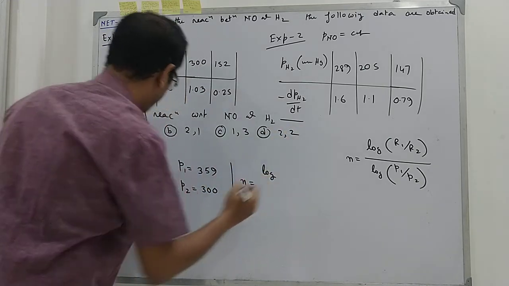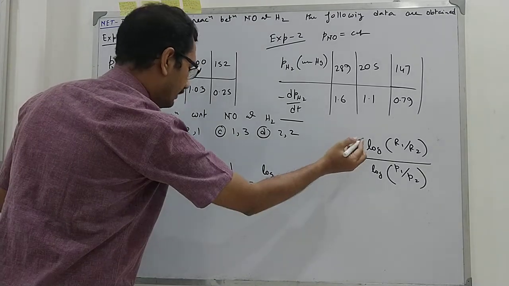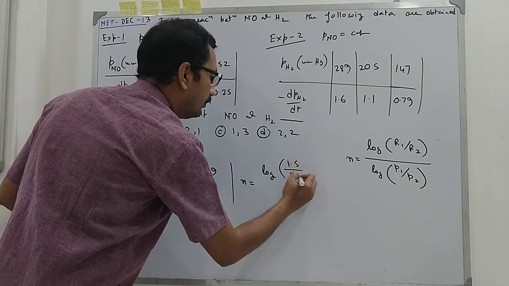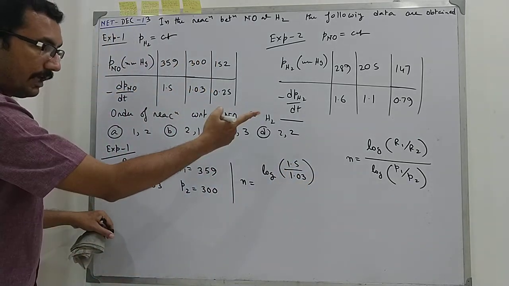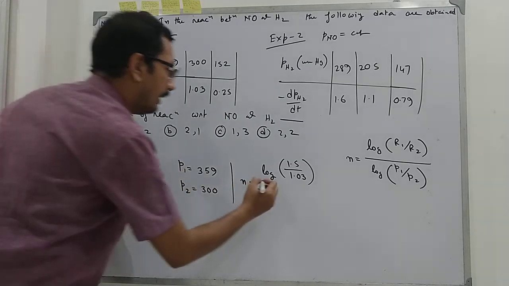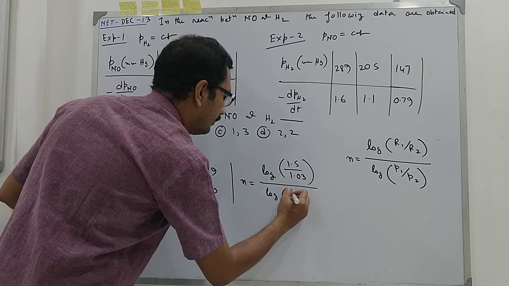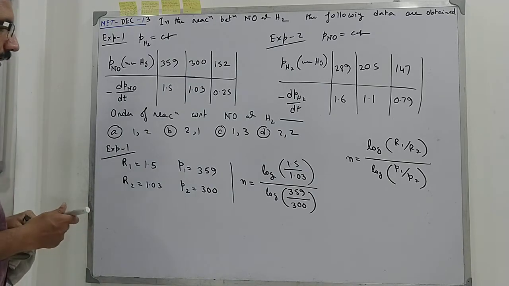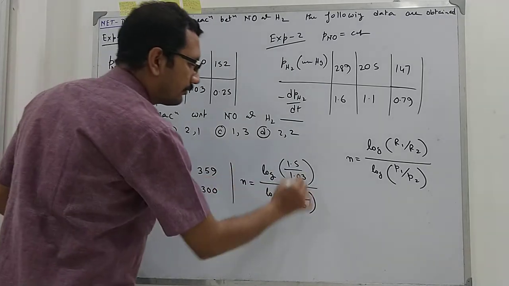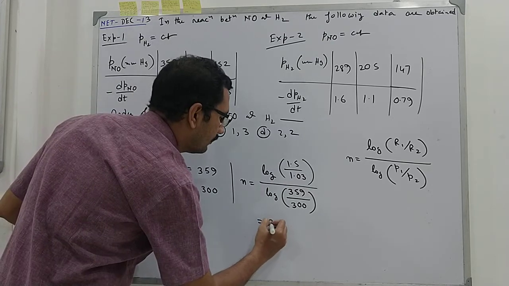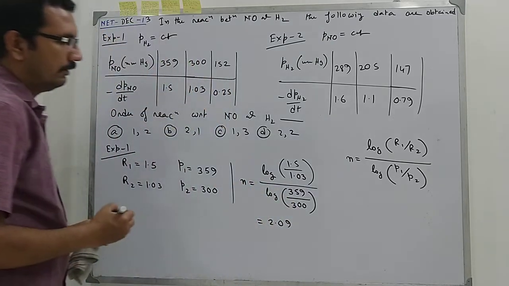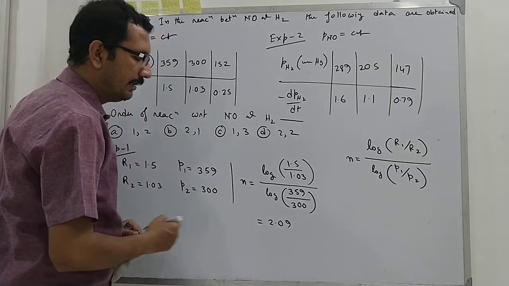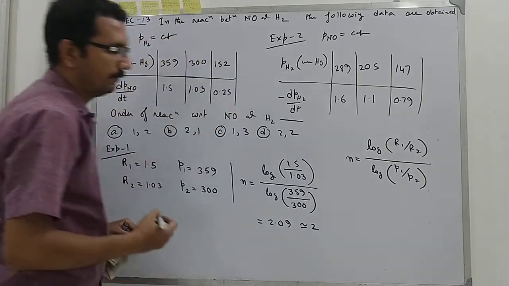So we have log of the rate ratio, R1 by R2, that is 1.5 by 1.03, and in the denominator we will have log 359 by 300. Now, upon solving this, you will get 2.09 or something like that. Now, when you get 2.09, you will take it to the nearest integer 2.